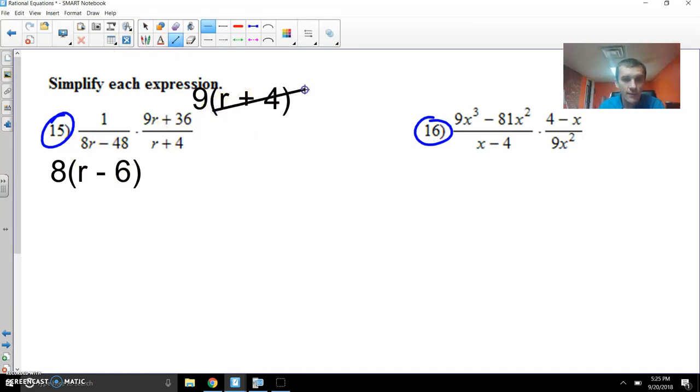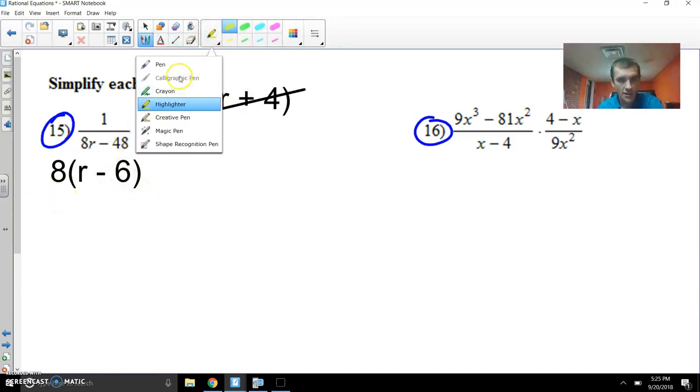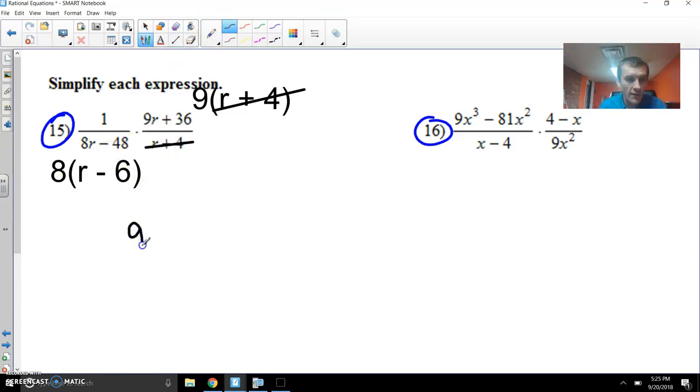R plus 4 cancels with r plus 4, and 9 and 8 don't really do anything to cancel out because they don't share any factors. So I'm left with 9 over 8 times r minus 6.